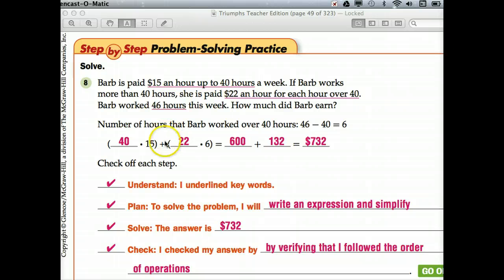Okay, so here are our answers. Number of hours that Barb worked over 40 hours. We've got to figure out how much over 40 she worked. That would be 6 hours.